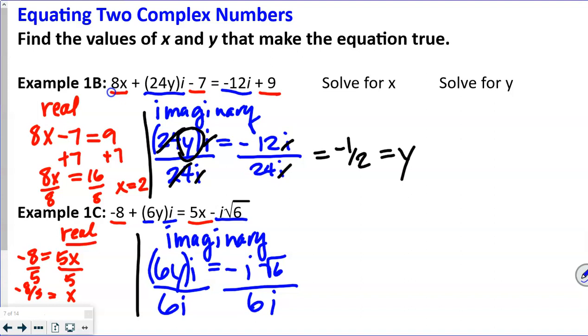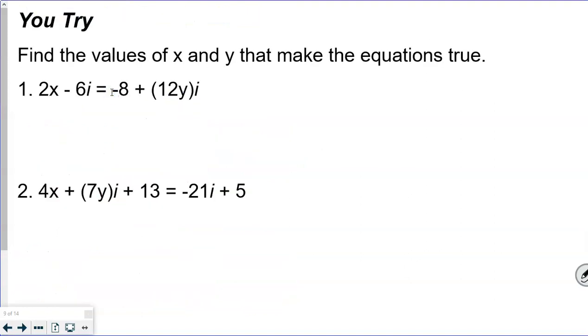So now let's cross out what is gone. That's gone, that's gone, that's gone, that's gone. So we're left with the y over there, and we cross out our i's, right? So this is going to end up being negative square root of 6 over 6. Okay, now I'd like you guys to do these two and then come back to me when you're done.